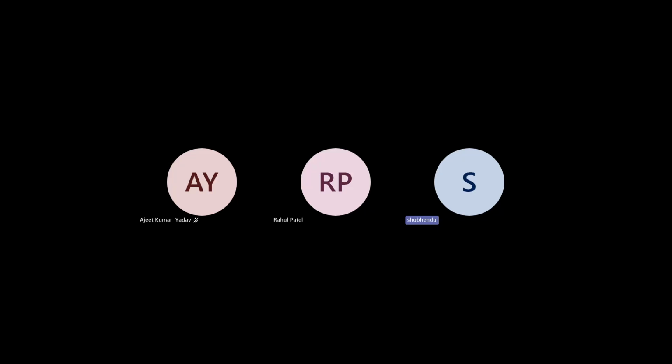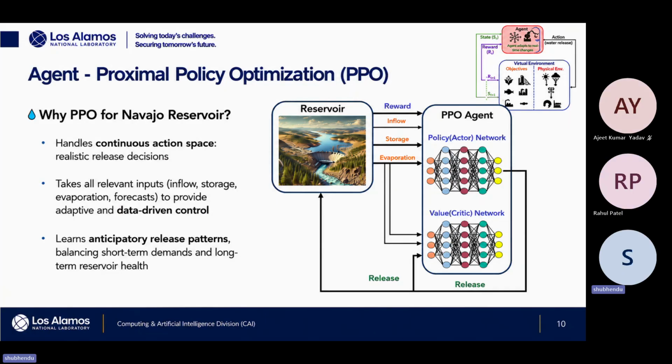Environment subcomponent, which is the physical environment, we move to the agent. So the agent is the core algorithm which I was talking about, right? This is the PPO agent. The agent which we are using is proximal policy optimization. This is a structure where it uses an actor network, which is the network responsible for taking an action or releasing water. We have a critic network, which evaluates whether an action is good or bad.